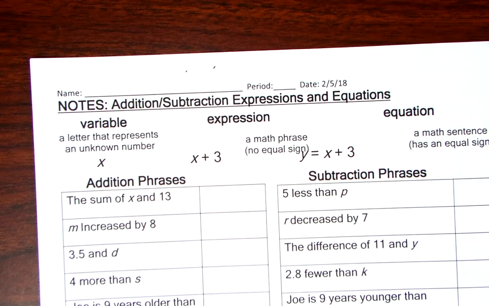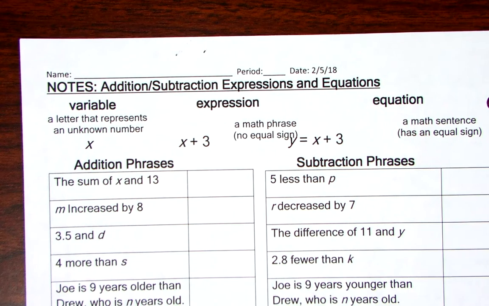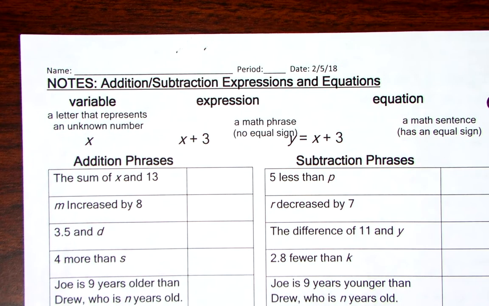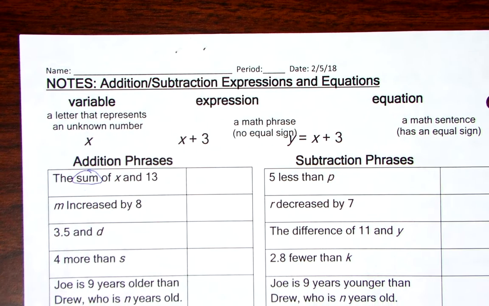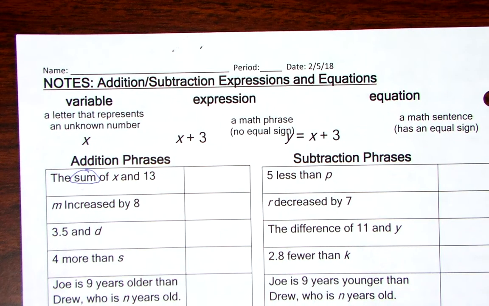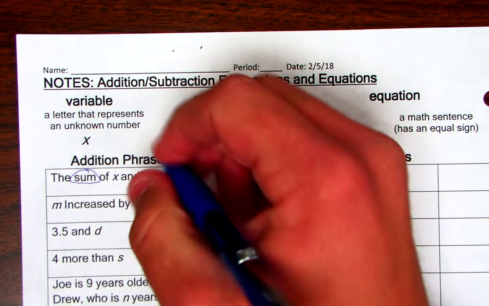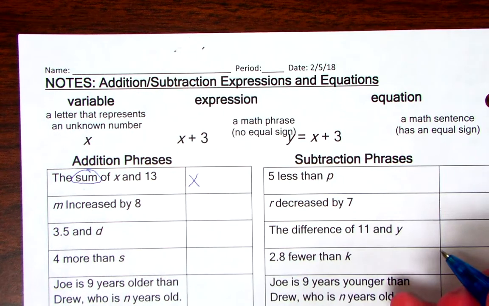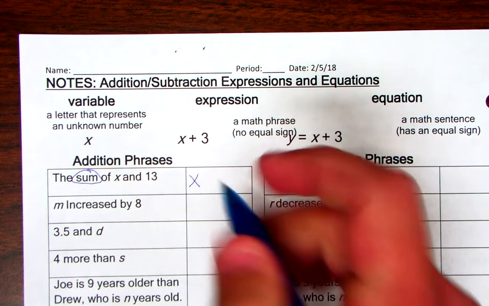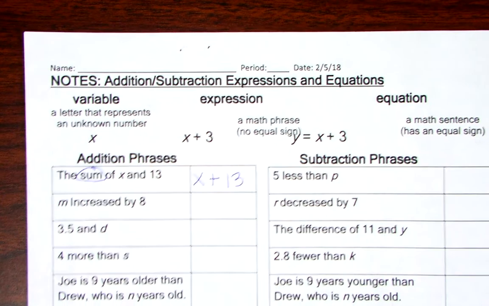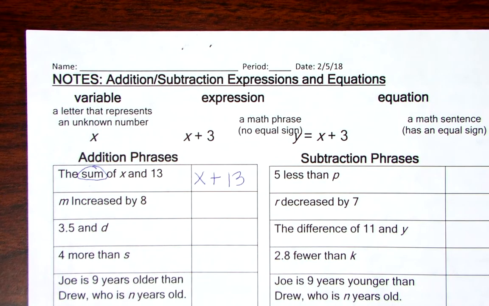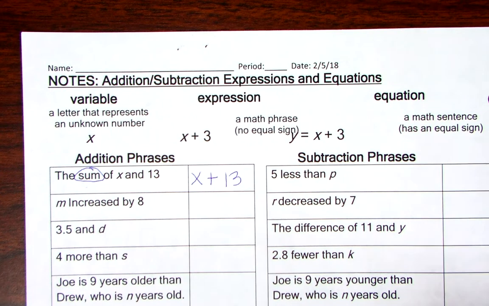Alright, guys, today I'm going to go over some key vocabulary words on addition and subtraction from expressions and equations. Alright, so start with the addition phrases. See this word sum? That means to add. The sum of x and 13. So you take your variable x, it's my unknown number that we would solve for. Sum means to add, and we are adding 13 to it. Bam!